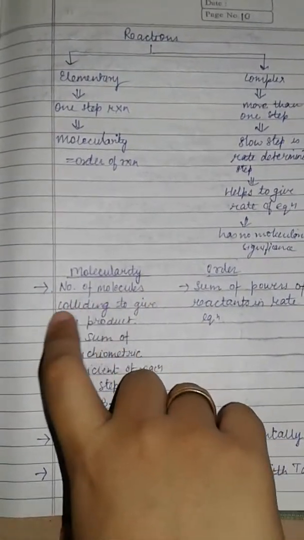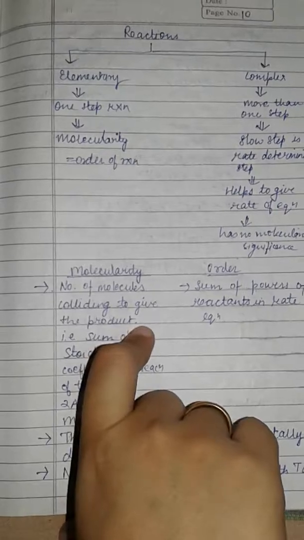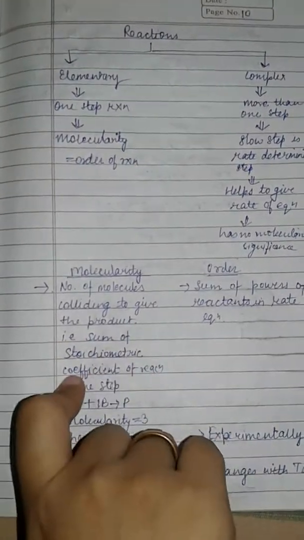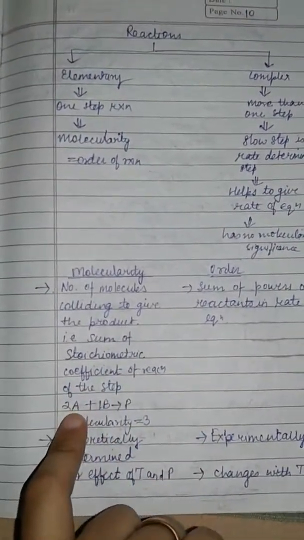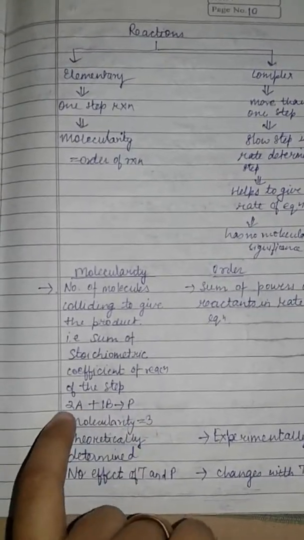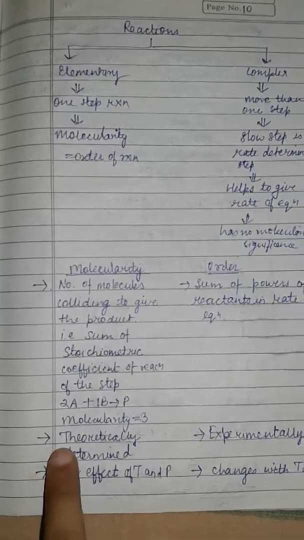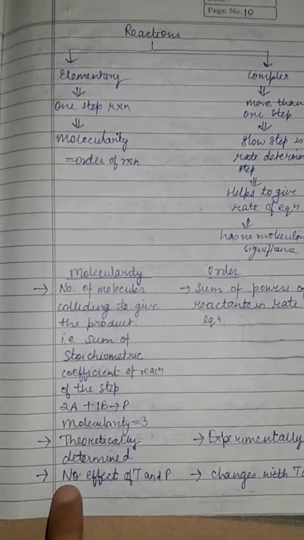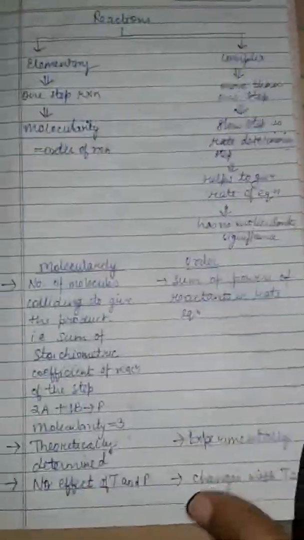What is the difference between molecularity and order? Molecularity is the number of molecules colliding to give the product, that is, the sum of the stoichiometric coefficients of the reactants of the step. If the reaction is 2A plus 1B gives C, then molecularity is 3 because 2A and 1B are combining. It is theoretically determined, with no effect of temperature and pressure.